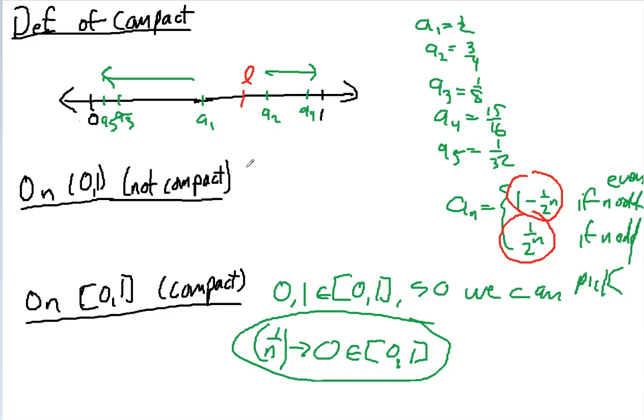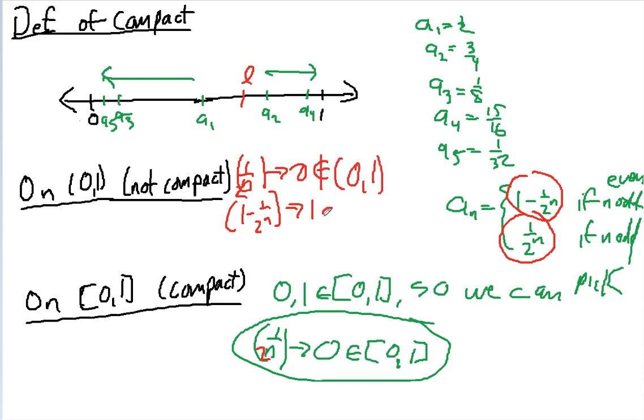So you could do 1/n goes to 0, or you could do 1 minus 1/2 to the n. Sorry, those should be 2 to the n's. That converges to 1, but the problem with the non-compact set is that 0 is not in here and 1's not in here. So the definition of compact says that you're going to be able to find a subsequence that converges to something within the compact set.